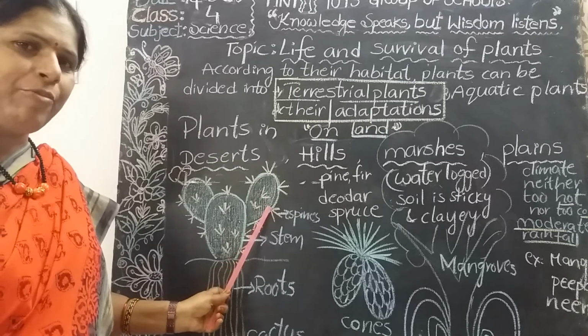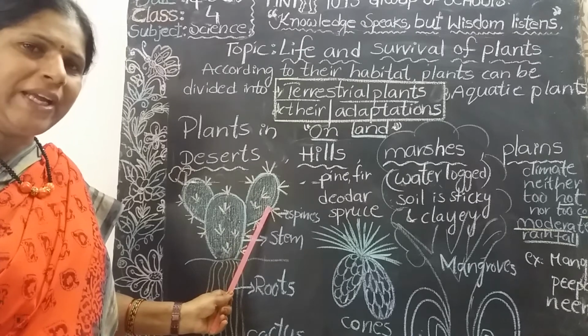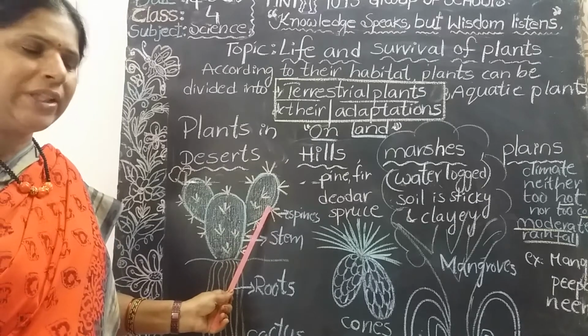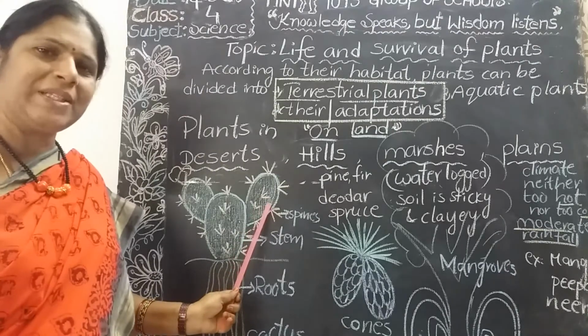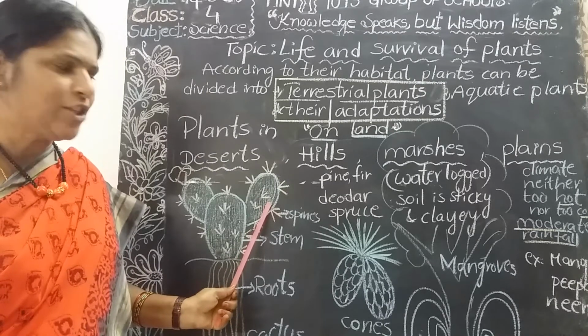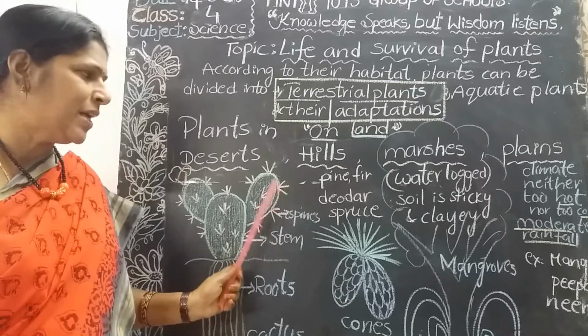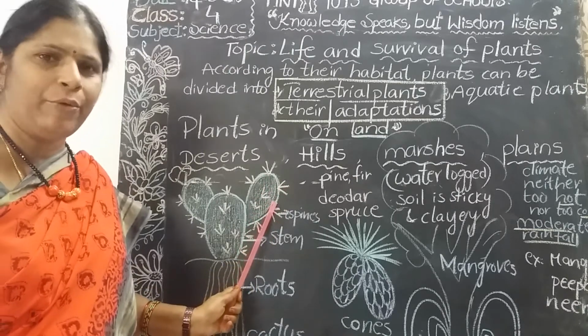How is the stem? Very thick and fleshy. Why is it thick and fleshy? Because water and food are stored in the stem. That's why the stem is thick and fleshy. And also the stem is covered with a waxy coating to prevent loss of water.